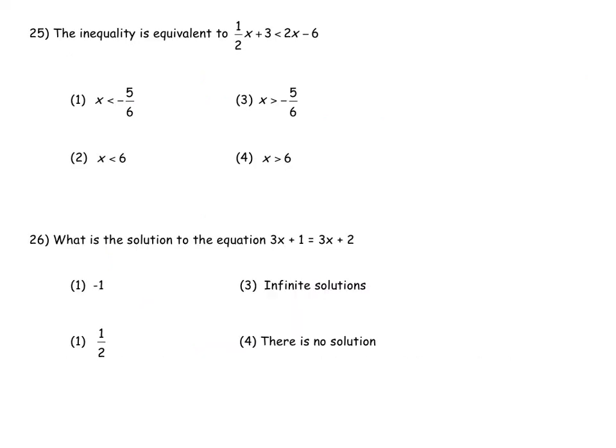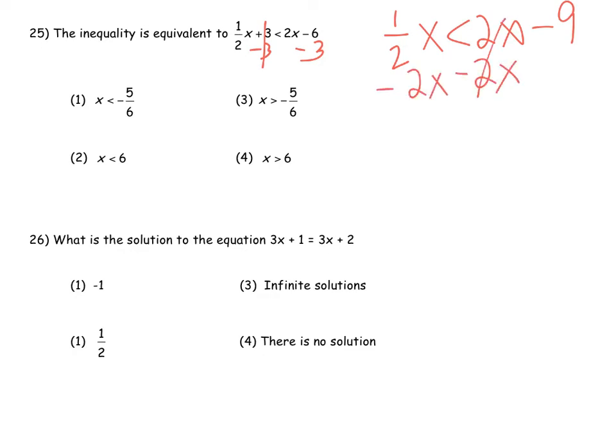All right, let's take a look at another question. 25 is a great question. I have to get x by itself. There is my inequality. If I subtract 3 on both sides, I have 1/2 x is less than 2x minus 9. We like to get the variable on the left-hand side, so let's do that. When I subtract 2x on both sides, guys, you can literally just put this in the calculator. What's 1/2 minus 2? You'll get negative 1.5x is less than negative 9.